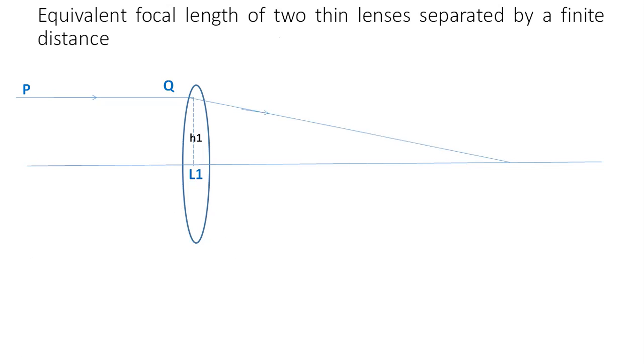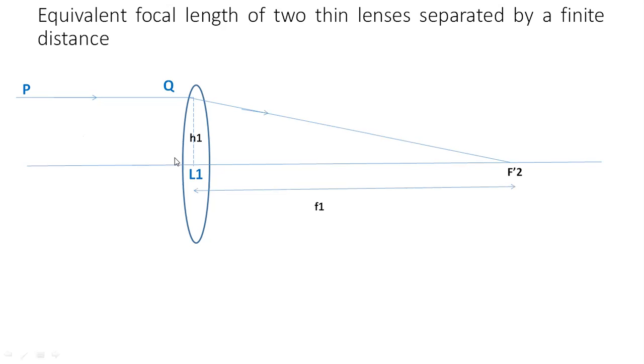It meets or converges on the principal axis at the point f2 dash. Here f2 dash is the principal focus of the lens L1. The distance between L1 and f2 dash, L1 being the position of the optic center, is the focal length of the lens 1, that is f1.